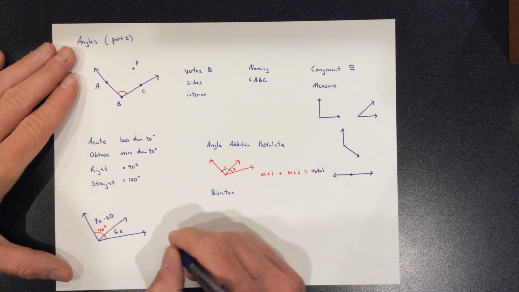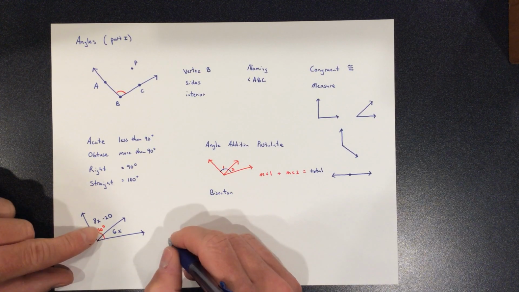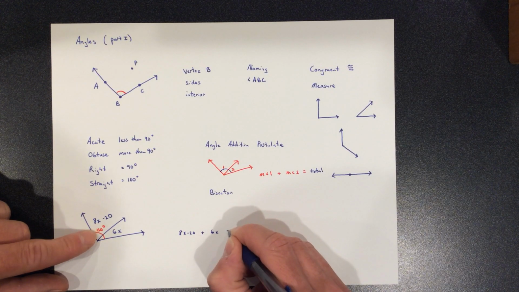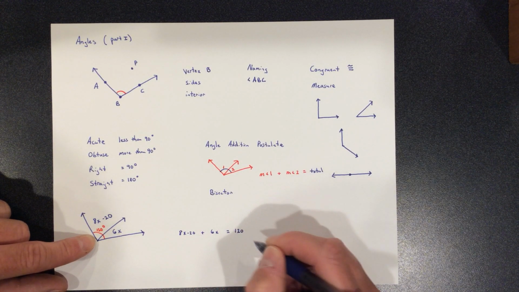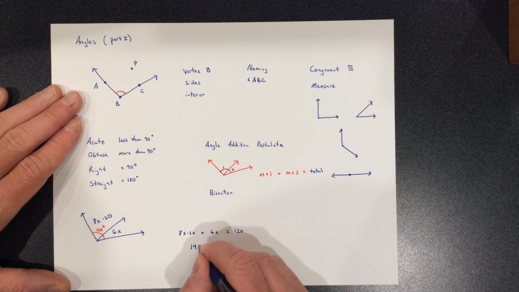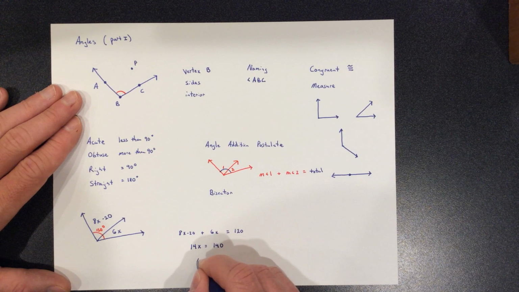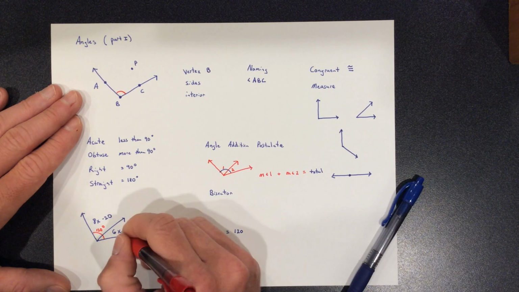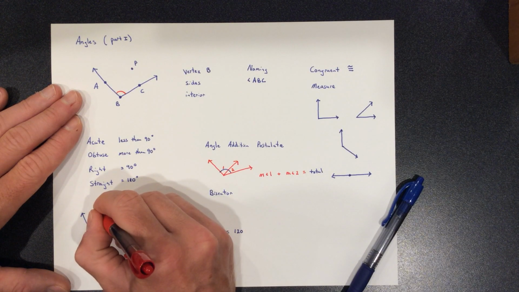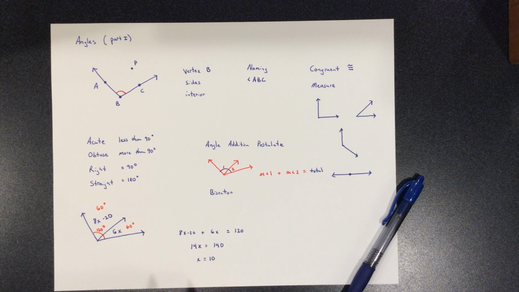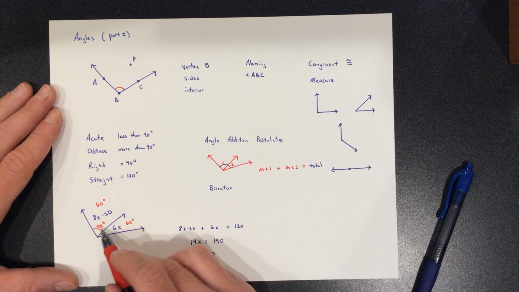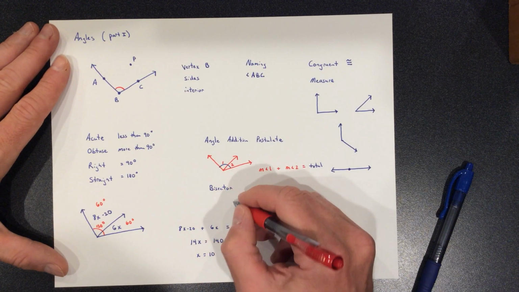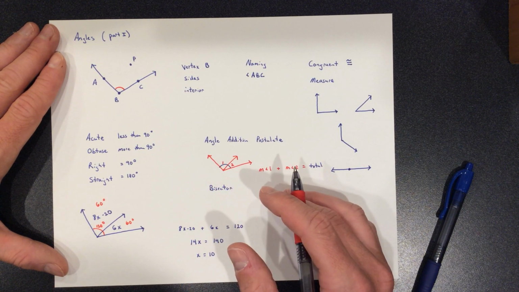If that was 120 degrees, using the angle addition postulate, you would know that 8x minus 20 plus 6x would have to equal 120. And so 14x would have to equal 140, and x equals 10, which means this angle is 60 degrees, and it turns out the other angle is 60 degrees. Now if that happened, what could you say this line is? Boom. Then it'd be a bisector. A bisector creates two congruent angles.